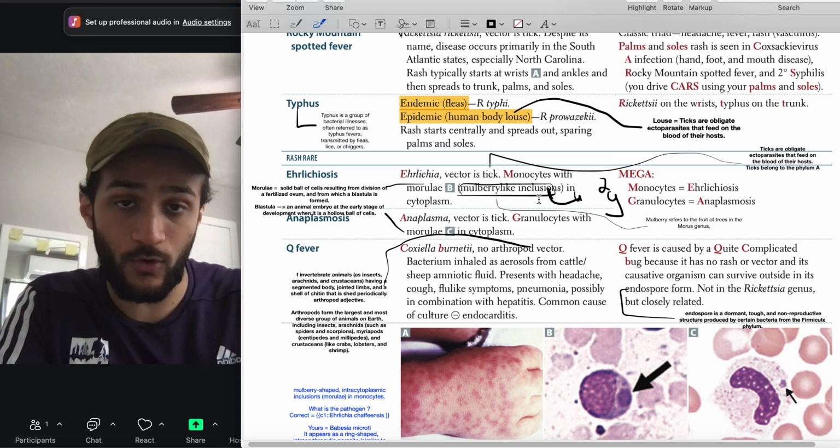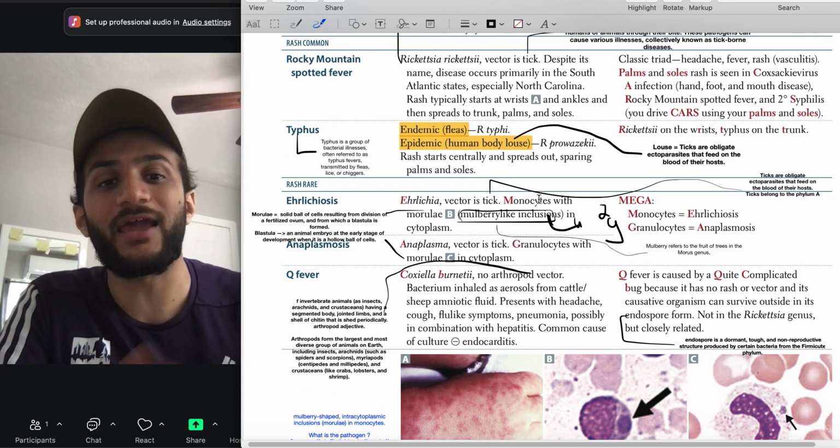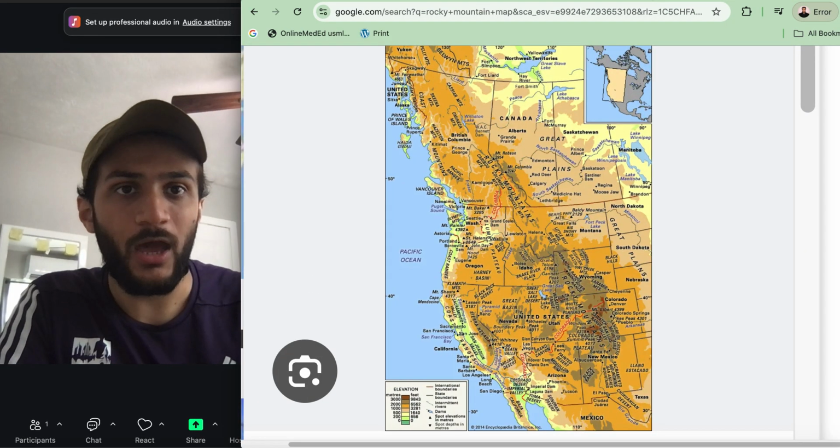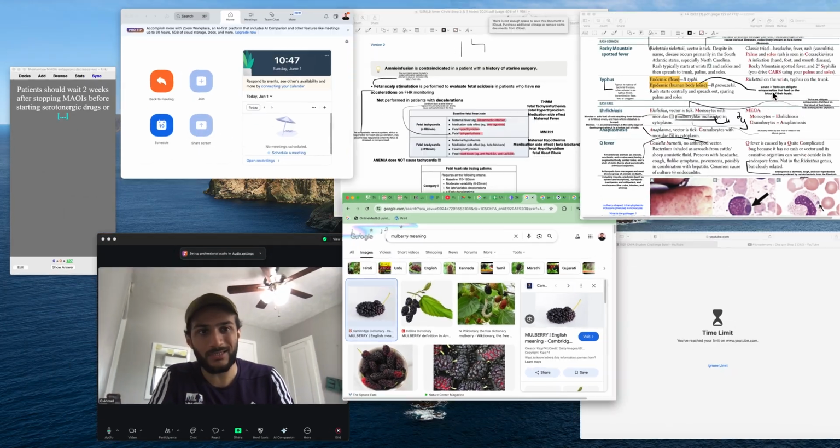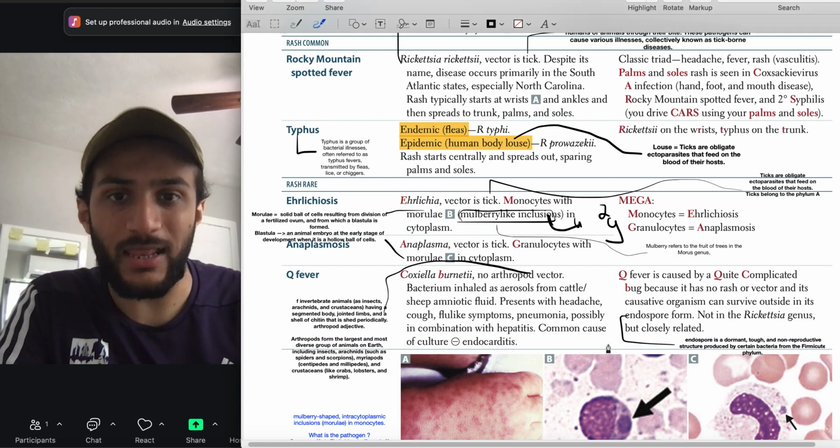And we can see a photo over here. We can see mulberry-like inclusions in the cytoplasm. What is mulberry? Mulberry is just like a berry. So I just have a photo for you guys over here. That's what mulberry means. It basically means like a berry in the cytoplasm.